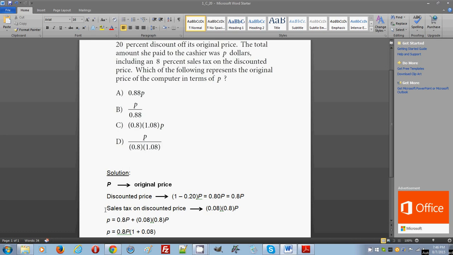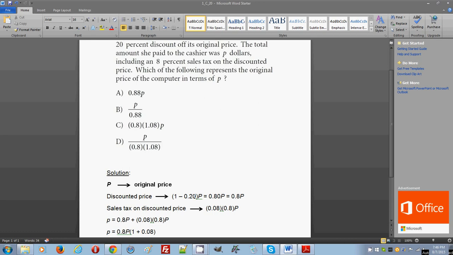Now, the next step is the sales tax. So the sales tax on the discounted price is 8%. And once again, to transform a percentage into a number, we divide the percentage by 100, right? So if you divide 8 by 100, you will get 0.08.